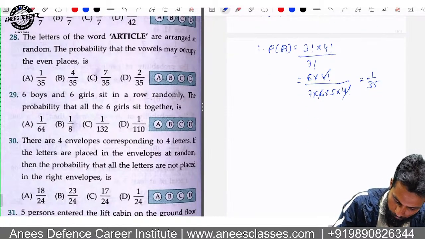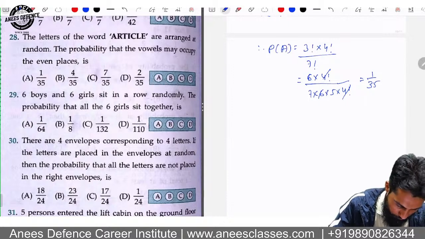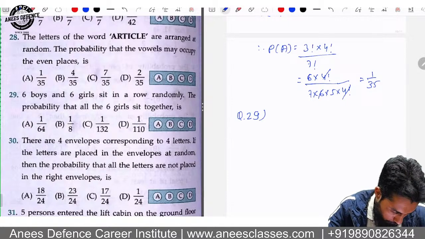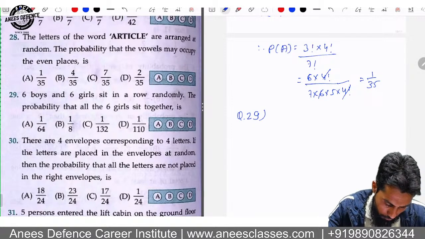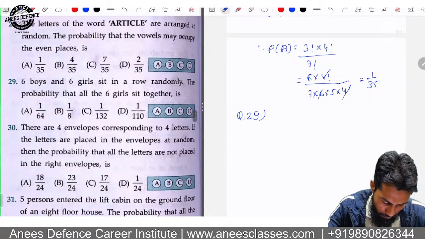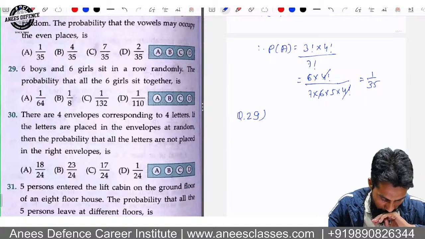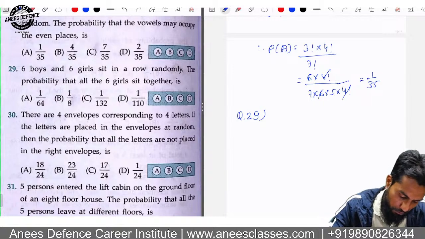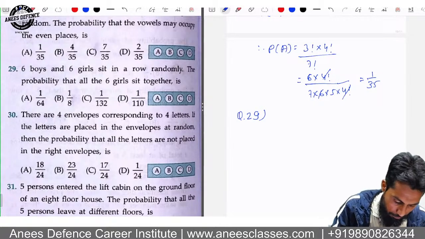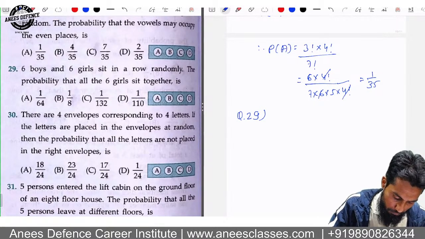29. Yeah, see. 6 boys and 6 girls sit in a row randomly. The probability that all the 6 girls sit together means 1 unit, and then 6 boys are there. That means 6 plus 1, 7 factorial. 7 factorial, multiplied with 6 factorial. That will be your event, and total 12 factorial will be your sample space.